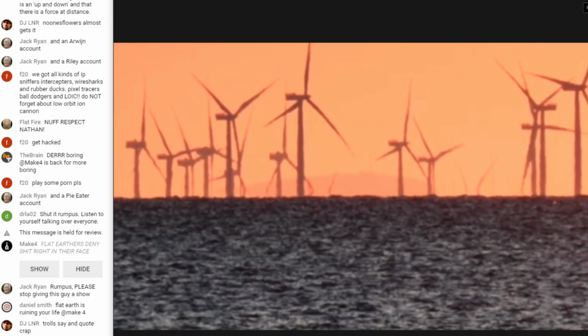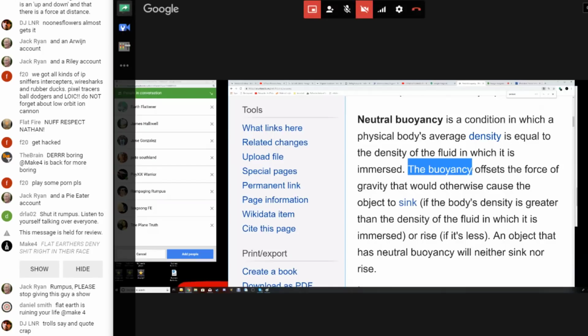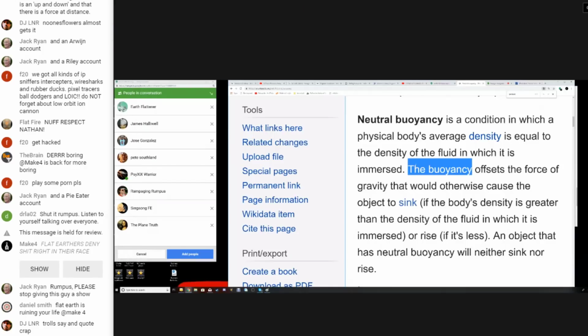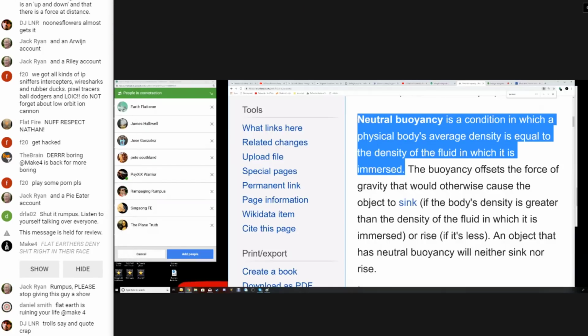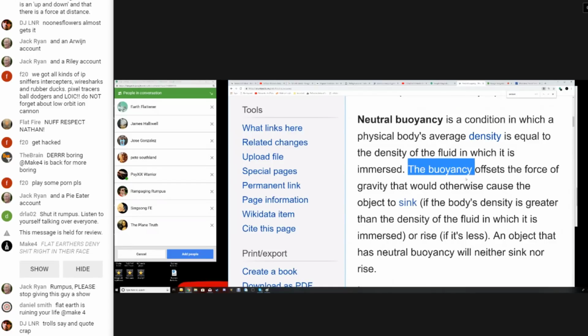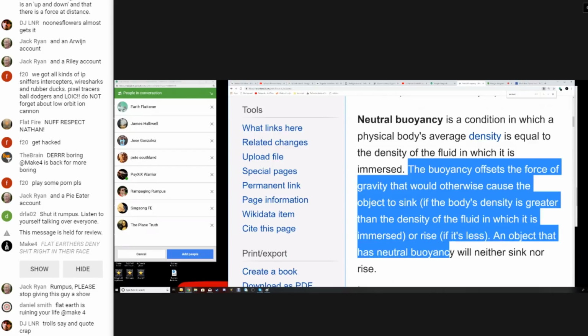It's relevant to the neutral buoyancy case. Rumpus, this relates to when it's buoyant. No, it doesn't. It's talking about the neutral buoyancy case. No, it's not. This whole page is about neutral buoyancy, you moron. The title of this page is neutral buoyancy. No, this sentence here says the buoyancy offsets the force of gravity that would otherwise cause the object to sink.